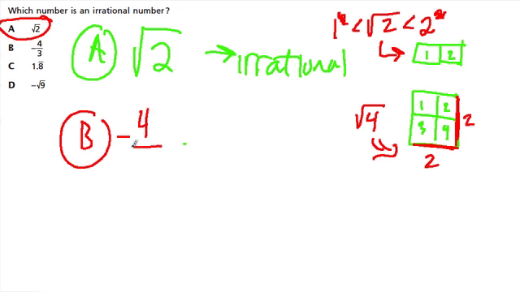They give us -4/3. This is rational. Rational numbers include all positive and negatives and all simple fractions. And a simple fraction is just a fraction where both parts are positive or negative whole numbers.